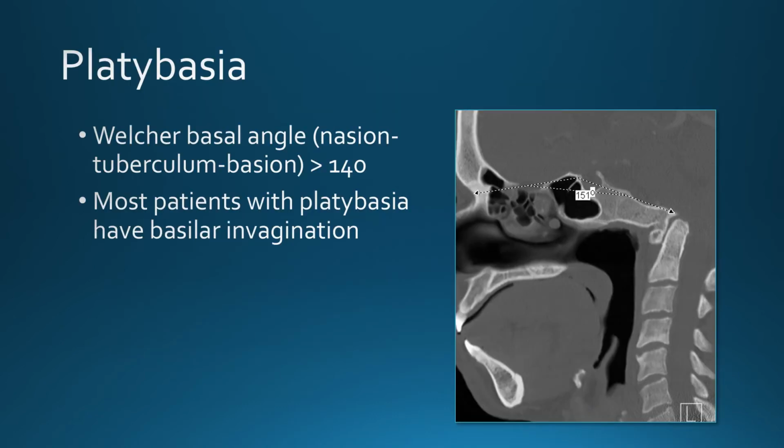Another term you should know about is platybasia. Platybasia is present when the basal angle, or Welcher basal angle, which is an angle between the nasion, tuberculum sella, and basion, that's the anterior tip of the foramen magnum, is more than 140 degrees. Then we call it platybasia. And most of the time, if there's platybasia, the patient will have basilar invagination.